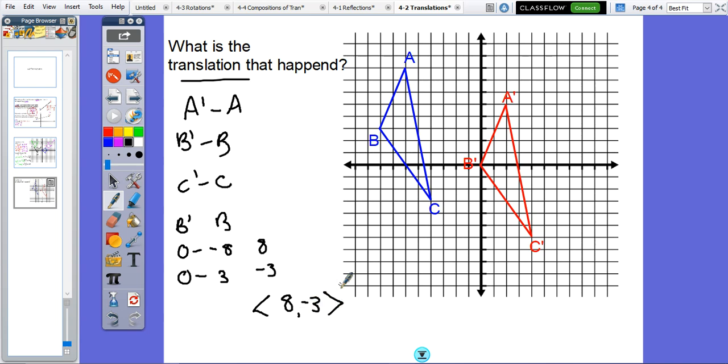Now, another way to look at this is you can also just count the direction you're going from your original one. So here, to get from B to B prime, we went 1, 2, 3, 4, 5, 6, 7, 8 units in the positive direction, and then 1, 2, 3 units down in the negative direction. So 8, negative 3.